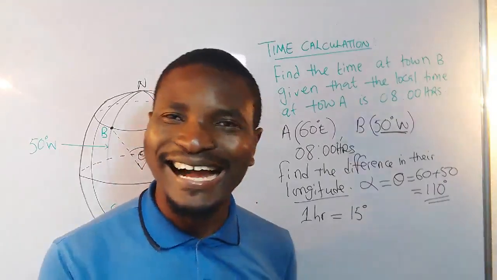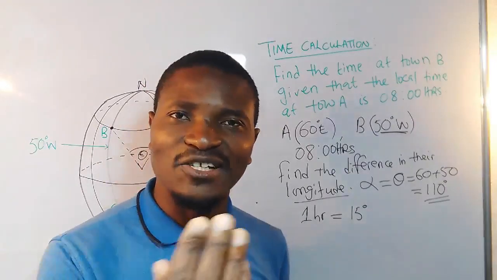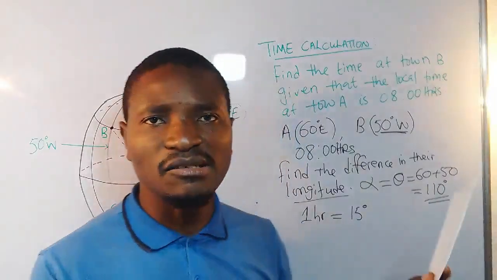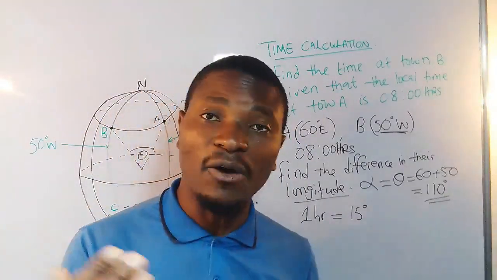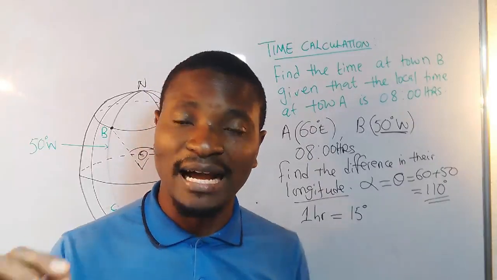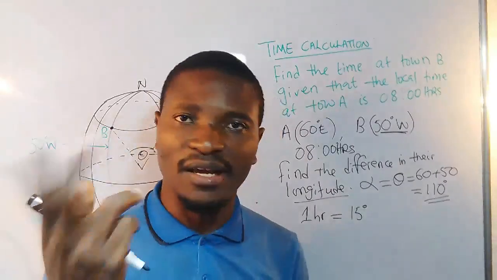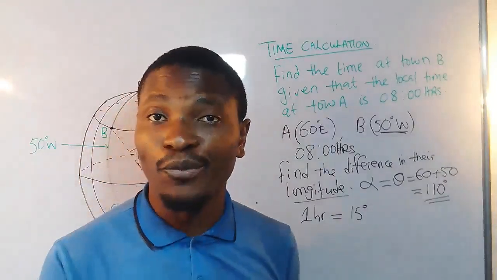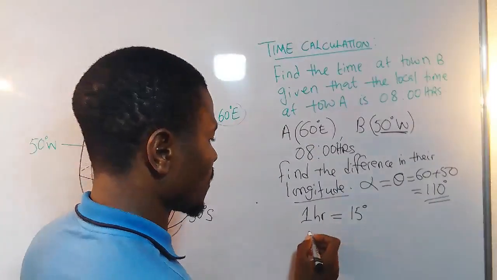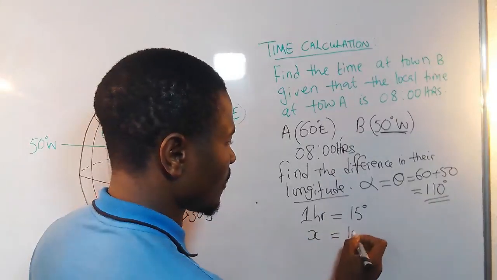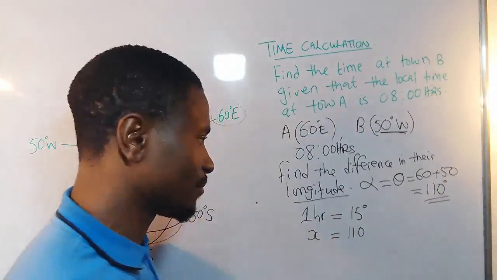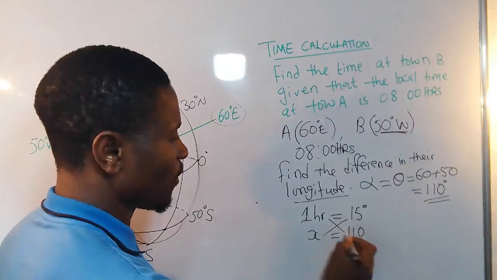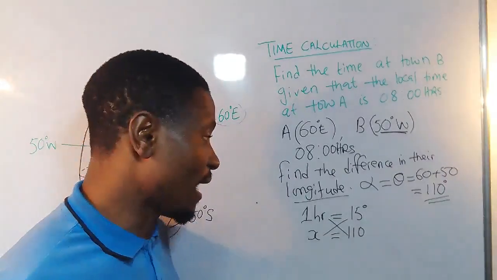Now, what about the 110? As the earth is spinning, changing from the eastern part to the western part, how many hours are in those angles the earth makes? So in this 110, we do a proportion. We're going to say x hours in 110. Once you do that, you just cross multiply.